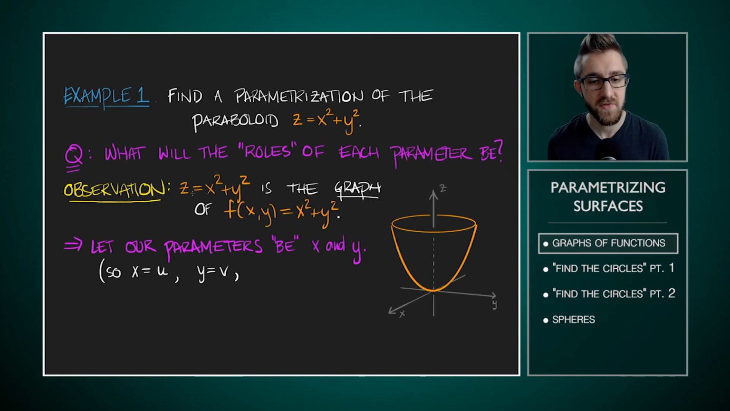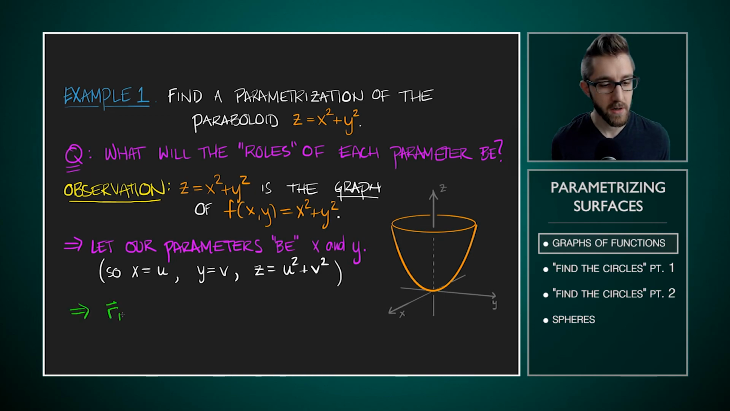And so the usefulness of observing that this is the graph of a function is that once we know what x is in terms of our parameters and what y is in terms of our parameters, which in this case are very simple, we know what z should be. So since z is x squared plus y squared, in terms of our parameters, it's just u squared plus v squared. So our parameterization, which I'm going to call r with a 1 as a subscript, has two input parameters, u and v, and again, x is u, y is v, and z is u squared plus v squared. There we go.